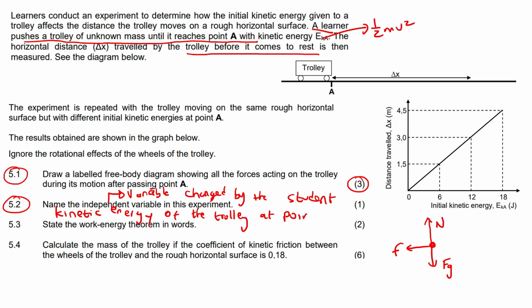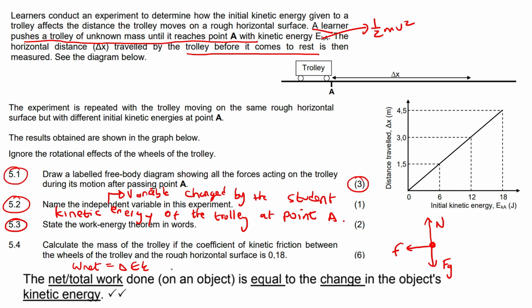At point A. 5.3 says, state the work energy theorem. So the work energy theorem is W net is equal to delta EK. And so what it tells us is that the net work done on an object is equal to the change in the object's kinetic energy.